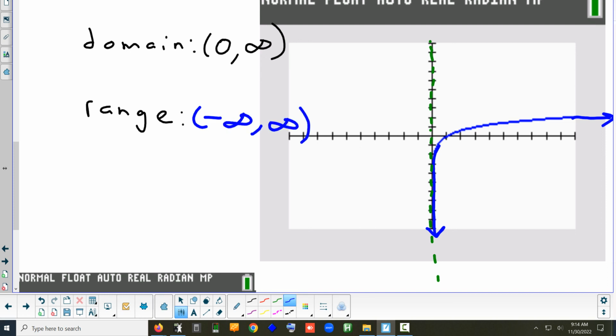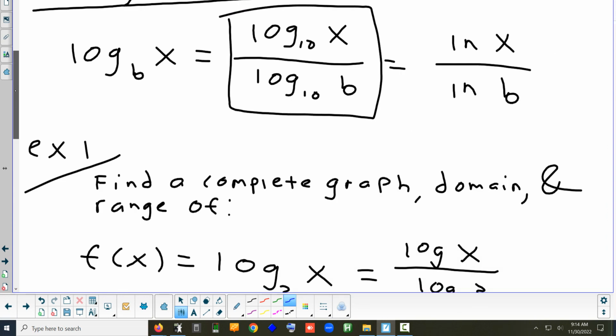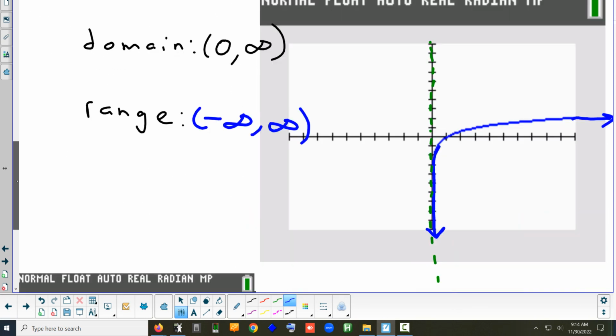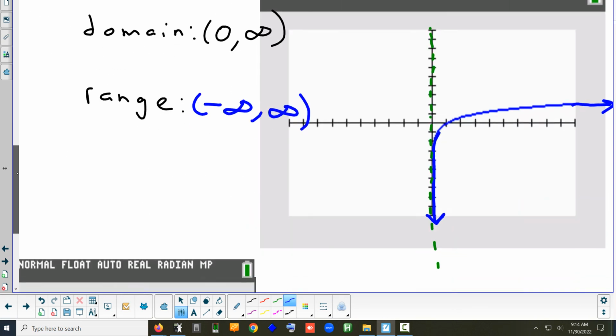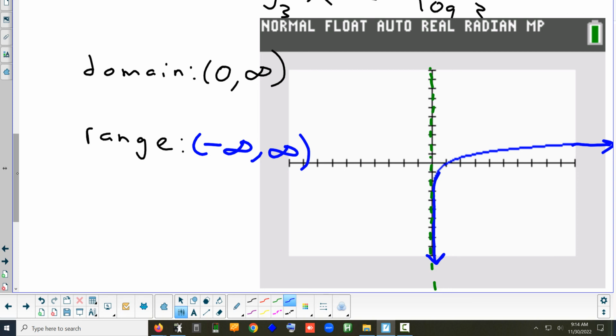Could you ever change the range of a log function? No. I don't care if you shift it up or down, or you stretch it up or down, or you compress it. It goes up and down forever. So you can't change the range. So that is always the range for every log. Right. That's all they want. So there's our complete graph. Questions on that?